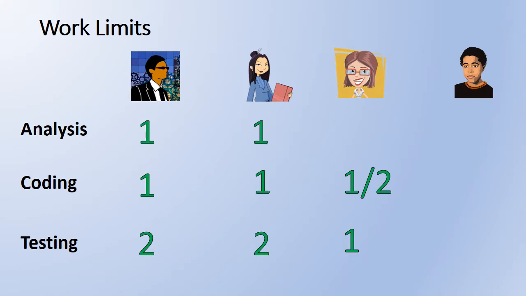Our intern gets a 1/2 for coding because he's a beginner who goes slow and asks questions to be sure he gets things right. Adding them up for each step, we get starting numbers for our limits. We get a 2 for analysis, a 3 for coding, and a 5 for testing.